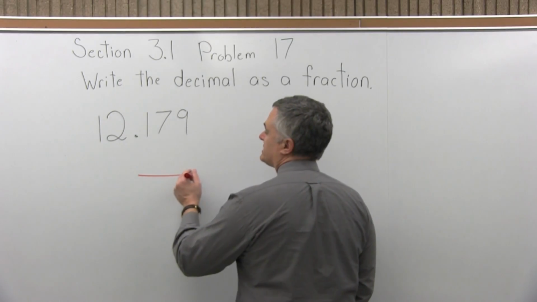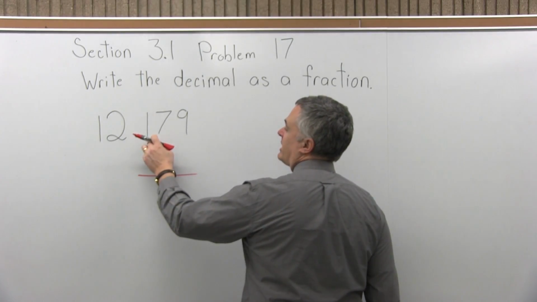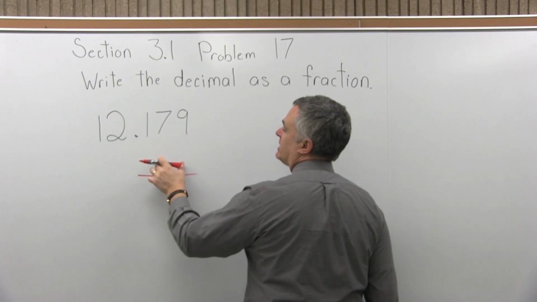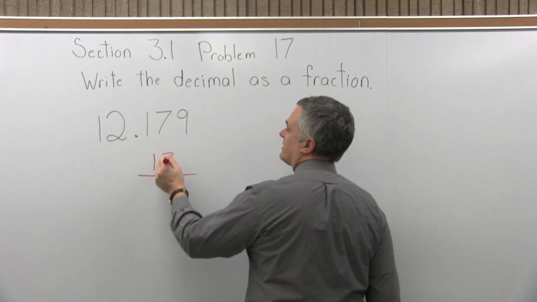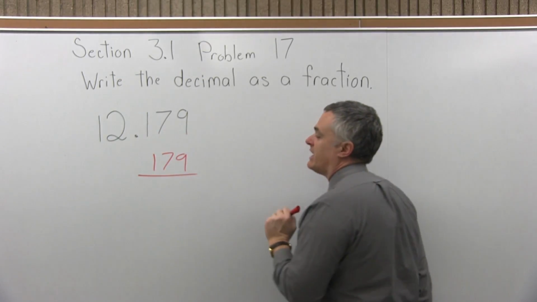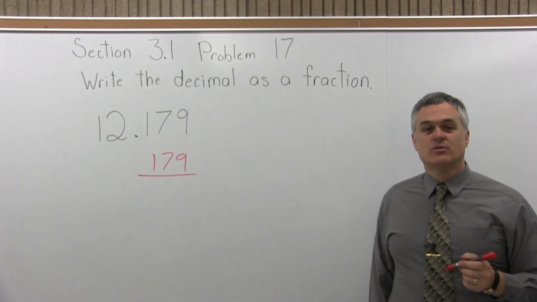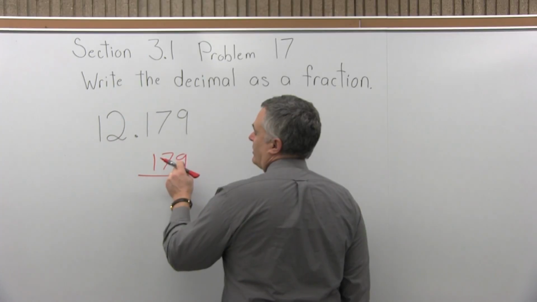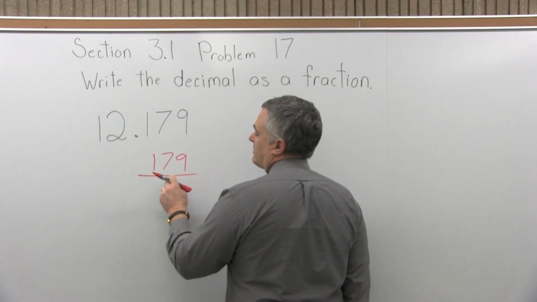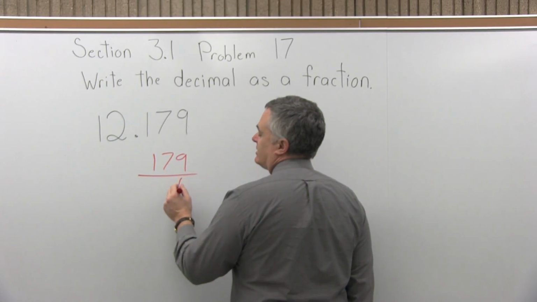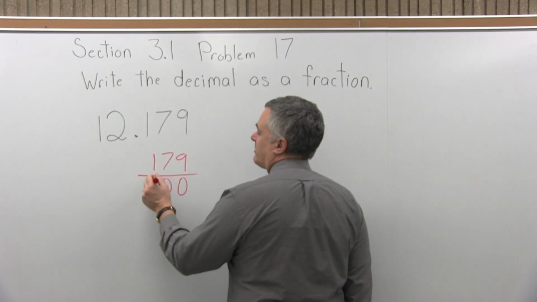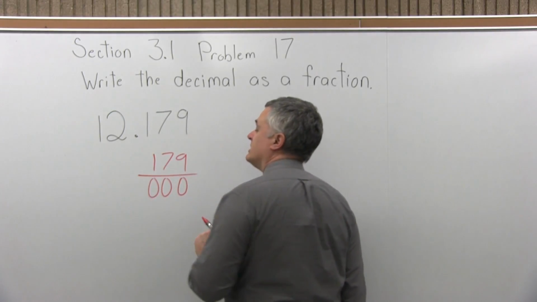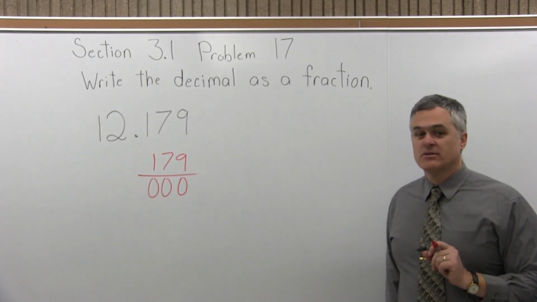So the first of 4 steps to do that is write what comes after the decimal point in the numerator of a fraction. So after the decimal point I have 179. So I set up a fraction and in the numerator I put 179. And then step 2 is you put a 0 under each digit that's in the numerator. So in the denominator I put 3 zeros because I have 3 digits in the numerator.